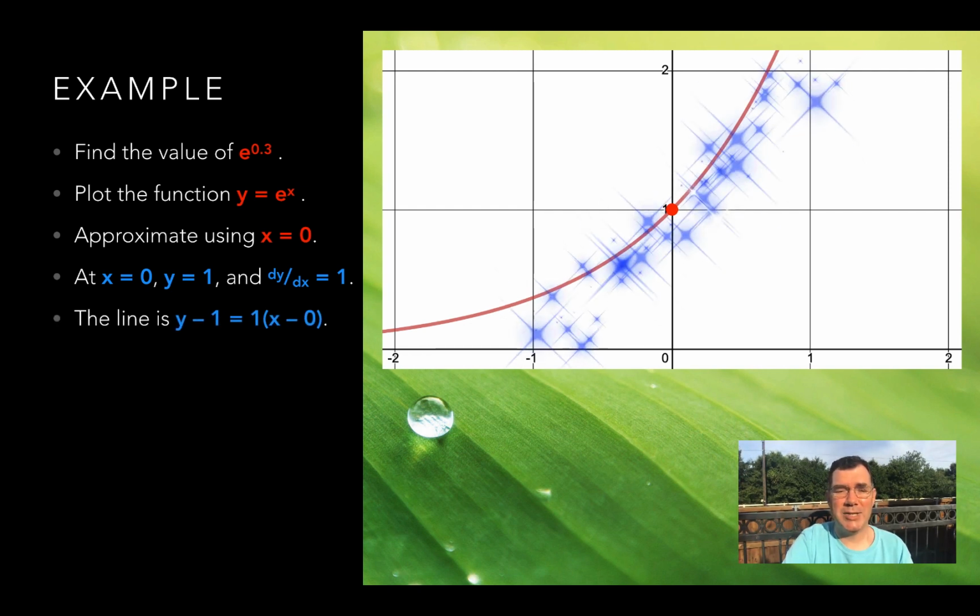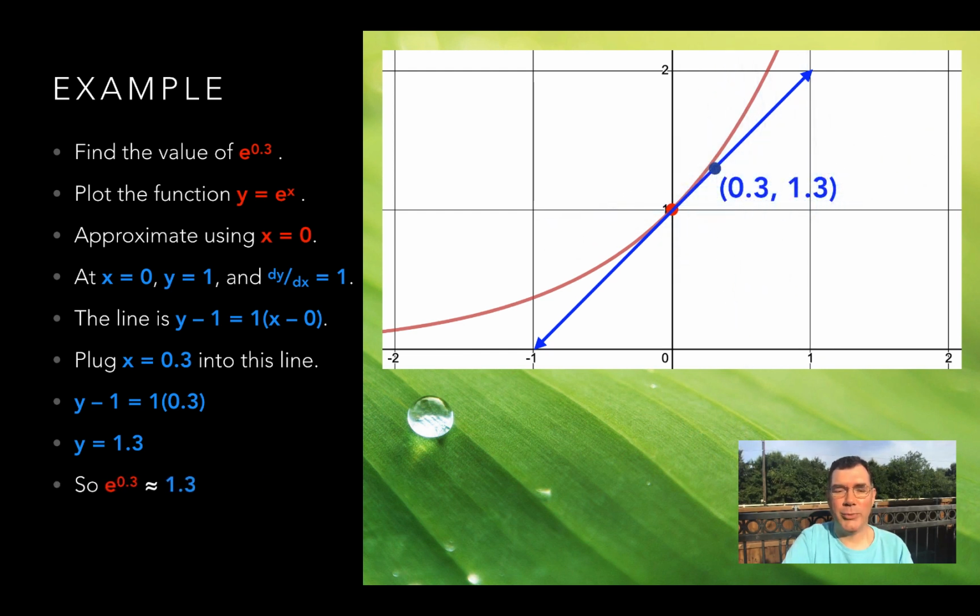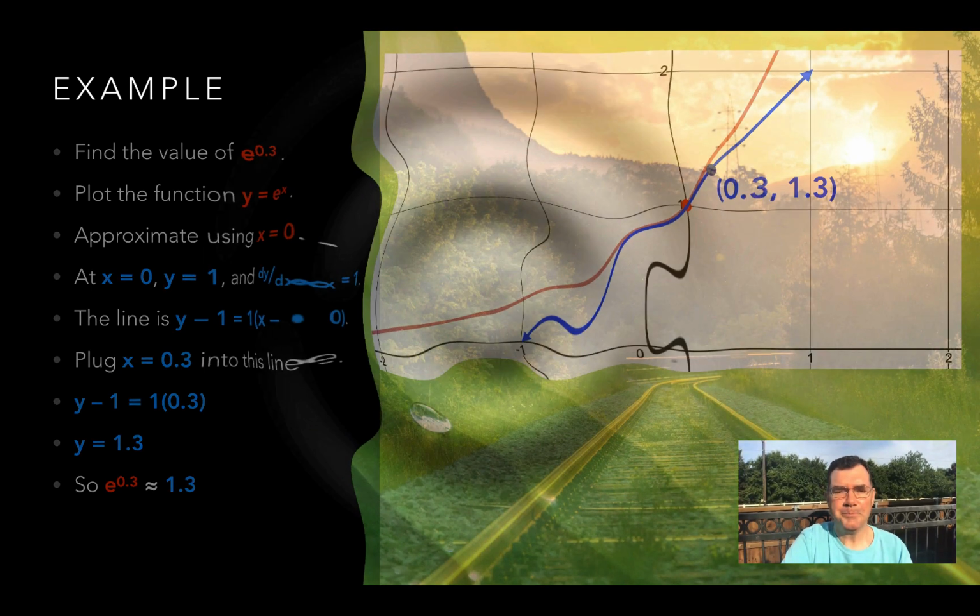So my tangent line is just y minus 1 equals 1 times x minus 0. So instead of following the function to get to an x value of 0.3, I'm going to follow the line to an x value of 0.3. I'm just going to plug 0.3 into this line, and what I get is 1.3. So I do know that e to the 0.3 is approximately 1.3. You can see that the difference between those two y coordinates is not very far.